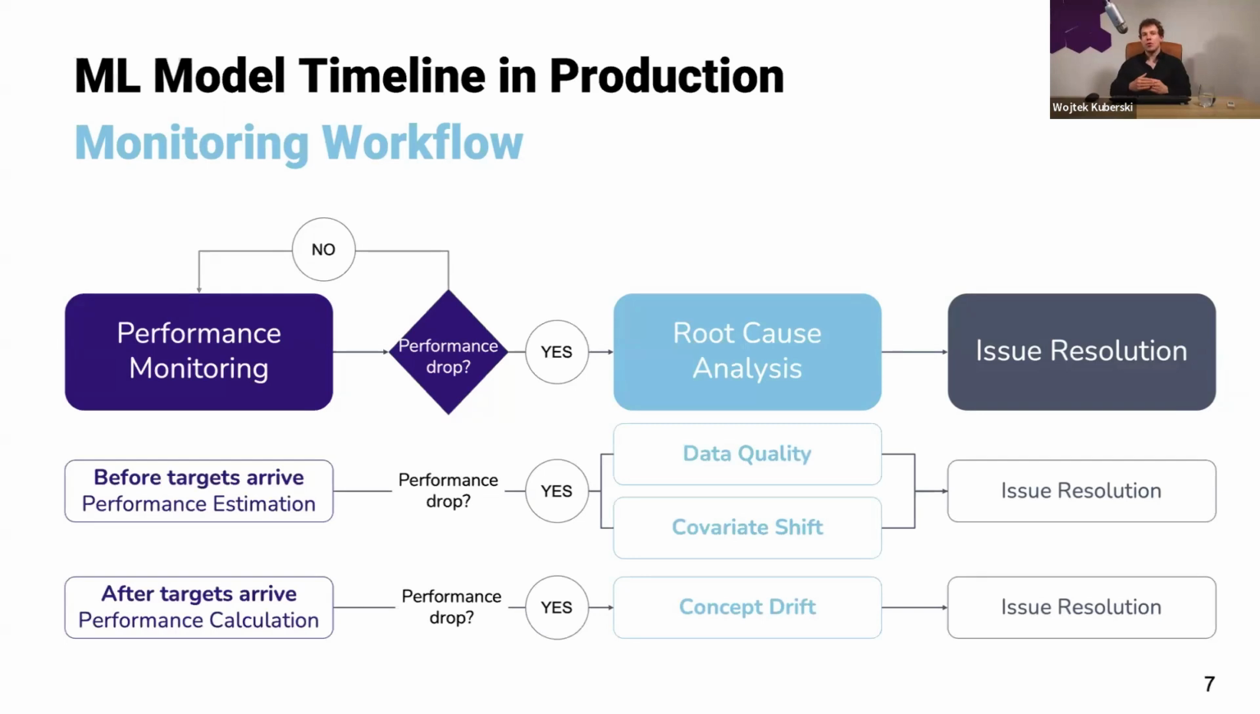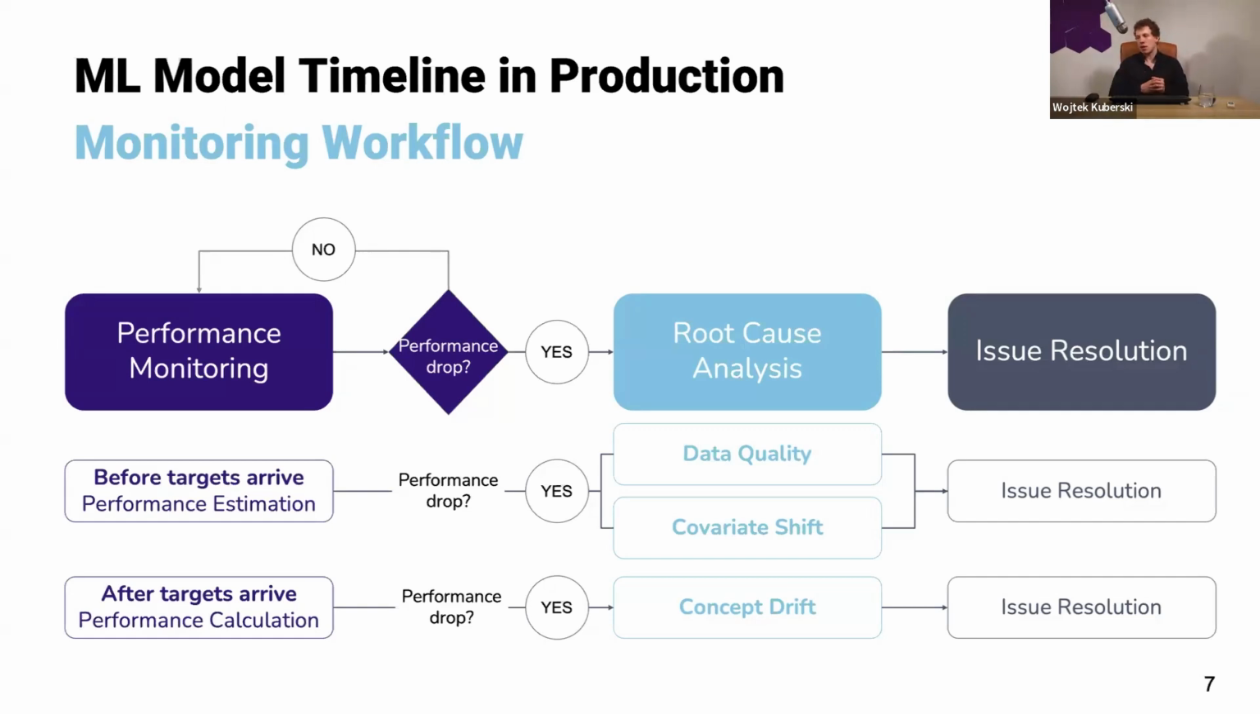Now, in terms of the actual two flows for performance monitoring, I could already cover that. Before targets arrive, we're going to focus on performance estimation. If we see a drop, then we're going to be able to use 2 out of 3 tools that we have available at our disposal for root cause analysis. And these tools, broadly speaking, are data quality detection and covariate shift detection. And then we're going to be able to narrow down, hopefully in most cases, what exactly went wrong, what exactly changed in our data such that the model doesn't make good predictions anymore. And then we can go to issue resolution.